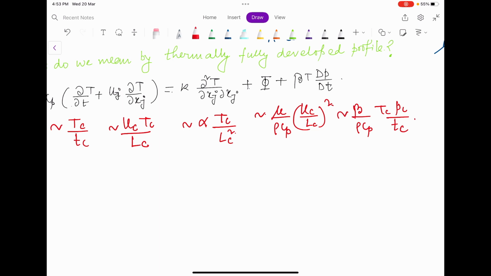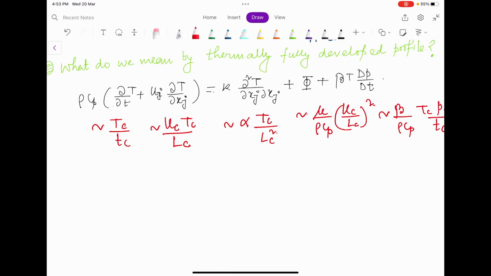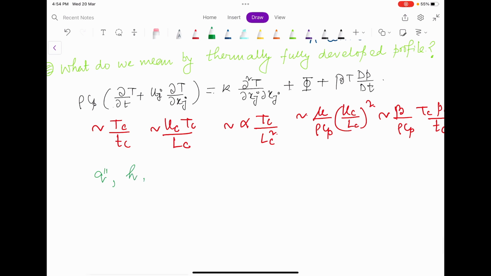Okay. So we have seen that the temperature is changing with Z. So what other options can we explore, to see if those are changing or not? Because we know that in a hydrodynamically fully developed profile the velocity is not changing, right? So in thermal analysis, other than the temperature, which variables are very important? Heat flux is very important, then the heat transfer coefficient h, and also the Nusselt number, which I will define as h into d by k. D is the diameter of the pipe.